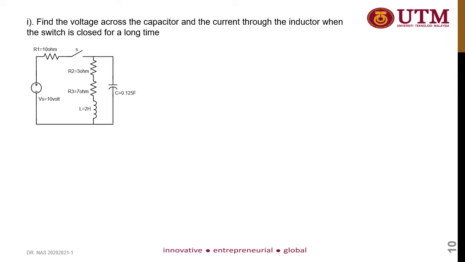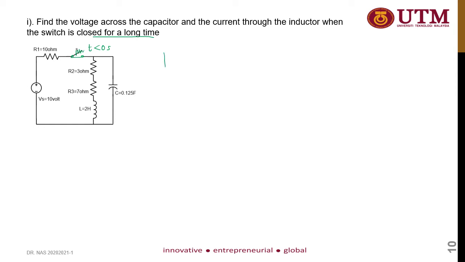Okay, find the voltage across the capacitor and the current through the inductor when the switch is closed for a long time. This is the condition where the switch is closed for a long time at t less than 0 seconds. When the switch is closed, there's a complete path for the current to flow across the passive components. When the circuit is closed for a long time, the inductor acts as a short circuit while the capacitor appears as an open circuit.